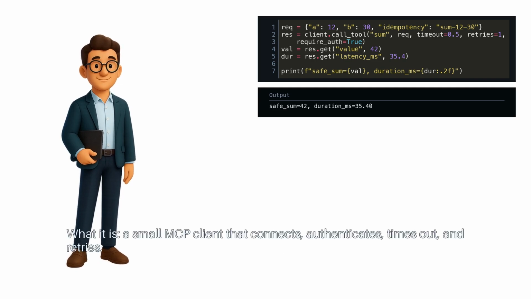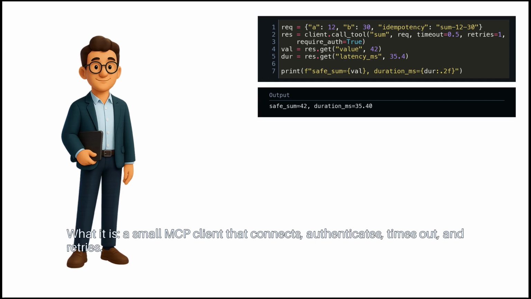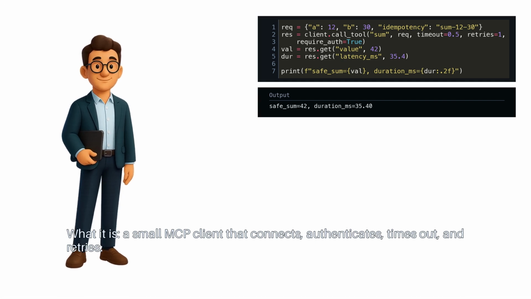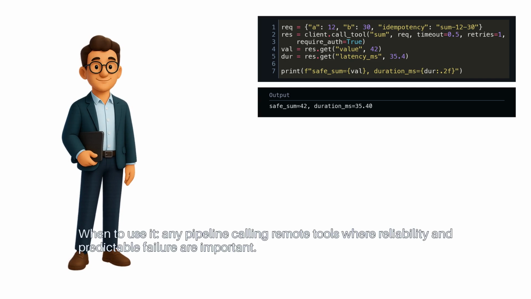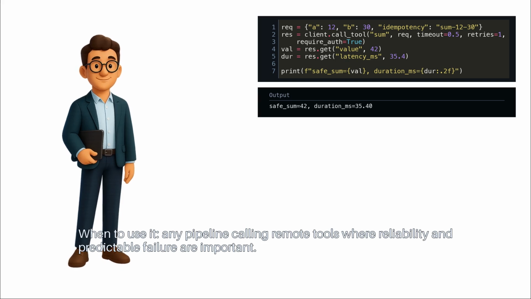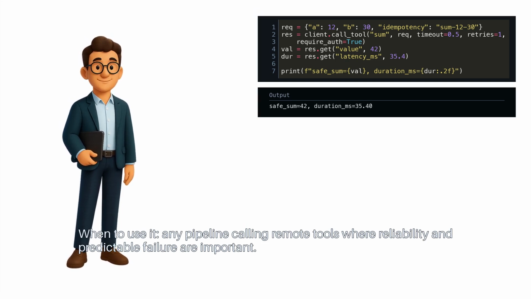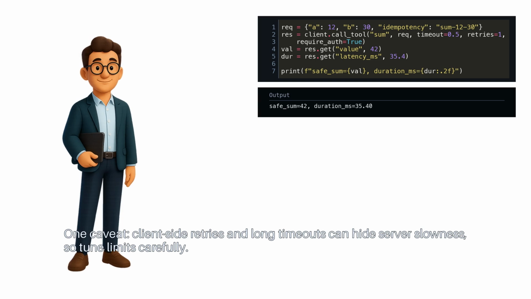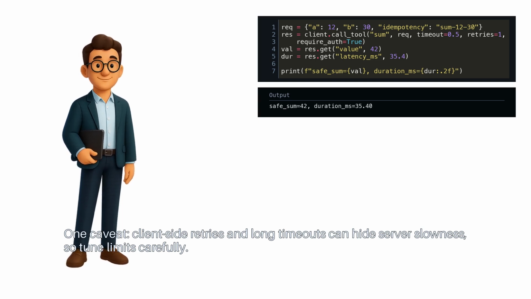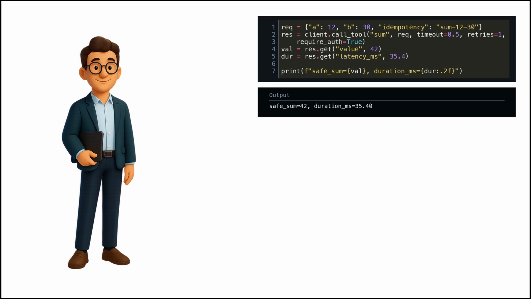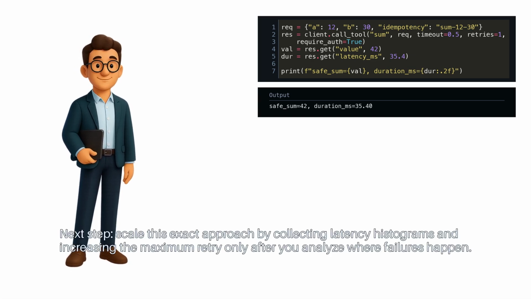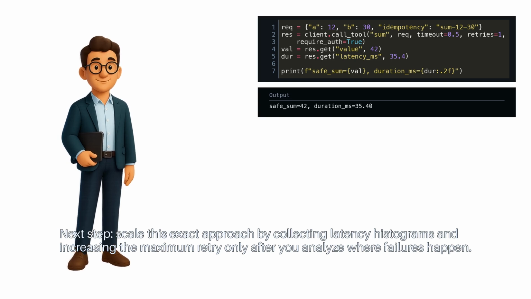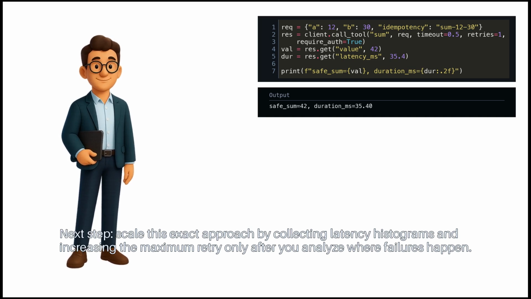Recap. What it is: a small MCP client that connects, authenticates, times out, and retries. When to use it: any pipeline calling remote tools where reliability and predictable failure are important. One caveat: client-side retries and long timeouts can hide server slowness, so tune limits carefully. Next step: scale this exact approach by collecting latency histograms and increasing the maximum retry only after you analyze where failures happen.